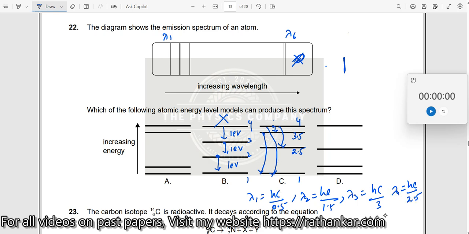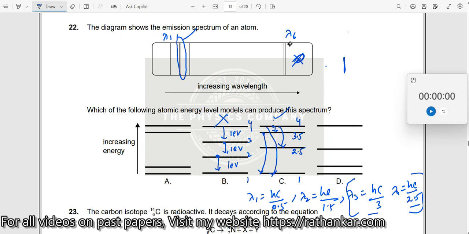Now we have a pattern here. Look at this: this is 3, this is 2.5. These 2 lines should be closely related. Where is this seen? Here 3 means energy is larger, so wavelength should be smaller. This should correspond to these 2 lines. So somewhere we are able to account for these 2 lines using this diagram, but we are not able to account for this one here.